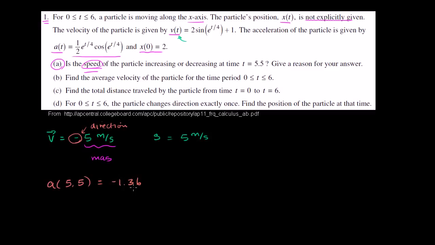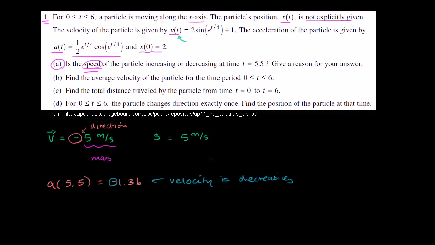And we don't care so much about the actual value. What we really care about is its sign. So the acceleration at time 5.5 is negative, which tells us that the velocity is decreasing.